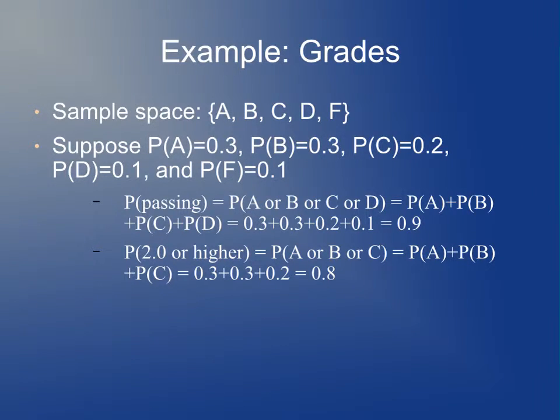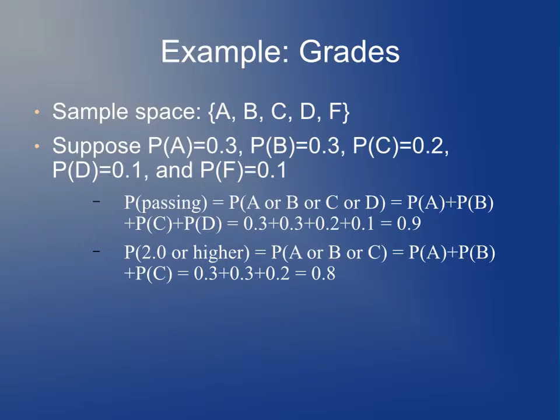Let's look at an example where they are disjoint. Going back to the grades example, say 30% of the class gets A's, 30% gets B's, 20% gets C's, 10% get D's, and 10% get F's. And you'll never get more than one grade in a class. These events are disjoint. So if you want to find the probability that a person passes the class, which is the probability of A or B or C or D, that's just the sum of the individual probabilities: the probability of A plus B plus C plus D, which is 0.9 in this case.